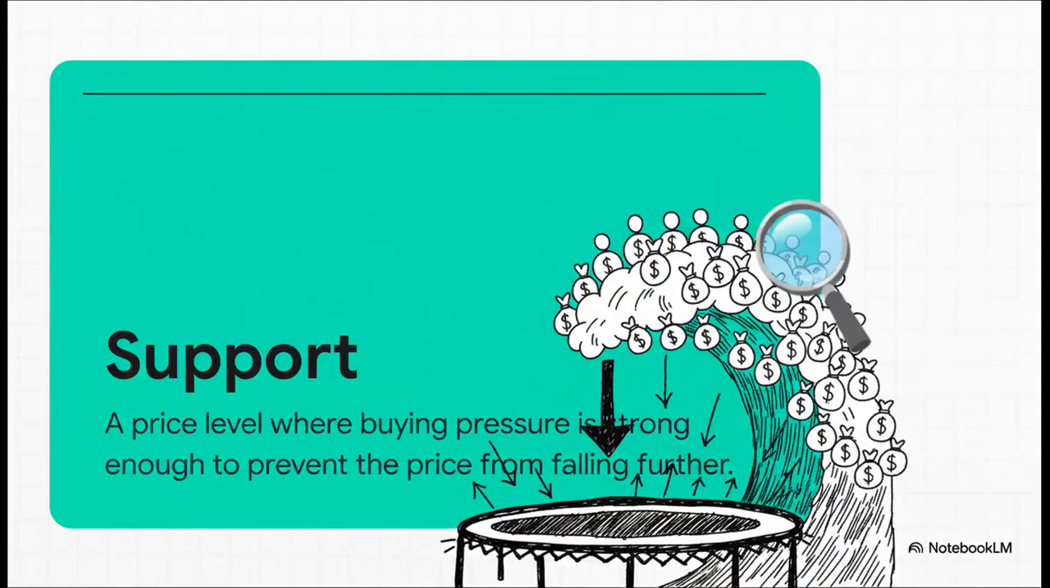First up is support. I want you to picture it like a trampoline for the price. As the price falls, it hits this level, and buyers, who see a good deal, start to jump in. That wave of buying can stop the decline in its tracks and hopefully bounce the price right back up.